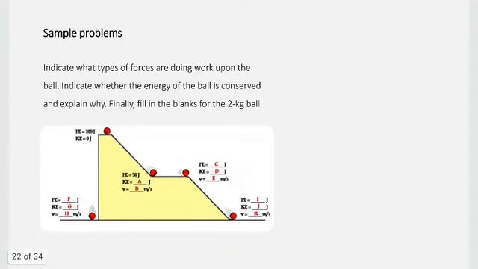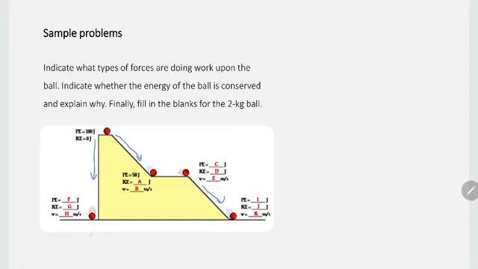Okay. Indicate what type of forces are doing work upon the ball. Indicate whether the energy of the ball is conserved and explain why. Finally, fill in the blanks for the 2 kilogram ball. Dalawang case ito, di ba? Una, yung ball, dumadaan siya dun sa mga staircase. And pangalawang case, nahulog siya. So, here, at the top, potential energy is 100 joules and 0 joules.